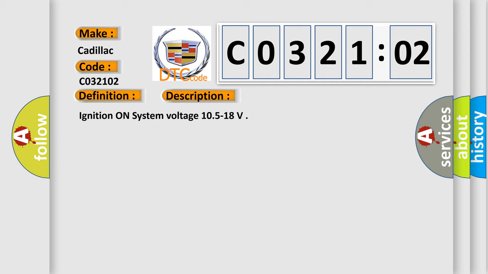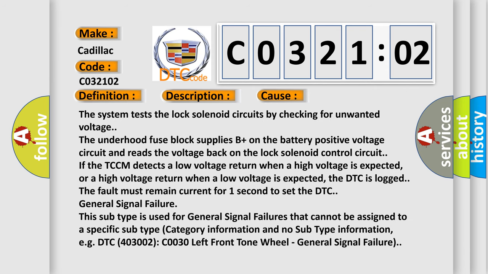Ignition on, system voltage 10.5 to 18. This diagnostic error occurs most often in these cases. The system tests the lock solenoid circuits by checking for unwanted voltage. The underhood fuse block supplies B+ on the battery positive voltage circuit and reads the voltage back on the lock solenoid control circuit. If the TCCM detects a low voltage return when a high voltage is expected, or a high voltage return when a low voltage is expected, the DTC is logged. The fault must remain current for 1 second to set the DTC.